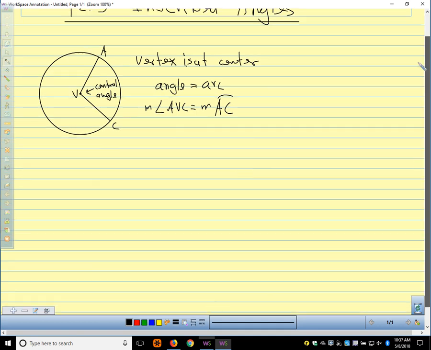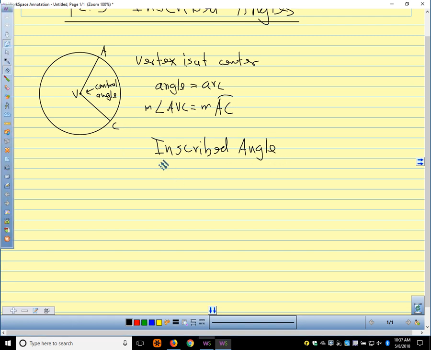Well, what we're going to talk about today are inscribed angles. So the first thing we need to know is what an inscribed angle is. Well, inscribed means literally written inside. Scribe means write, in means in. So an inscribed angle is written inside the circle. So what we're saying here, draw a picture. For an inscribed angle, the vertex is on the circle.